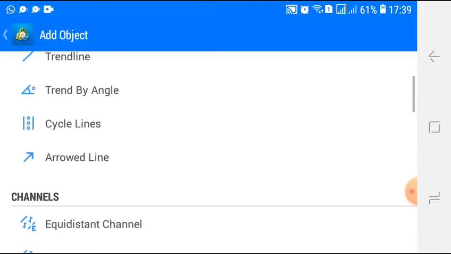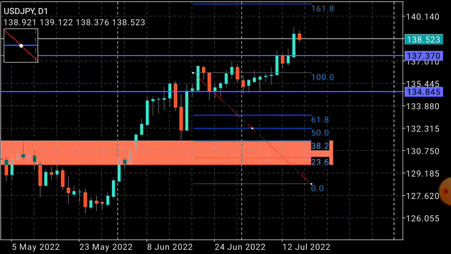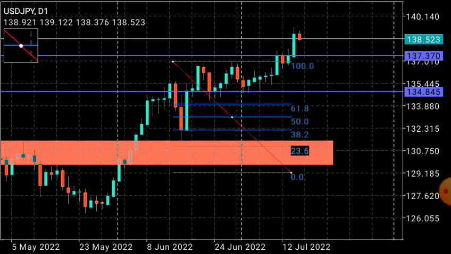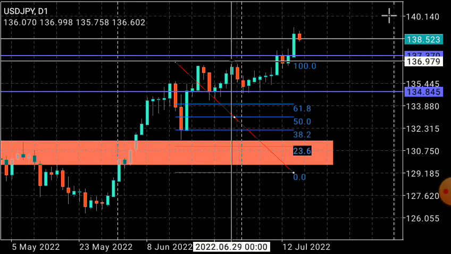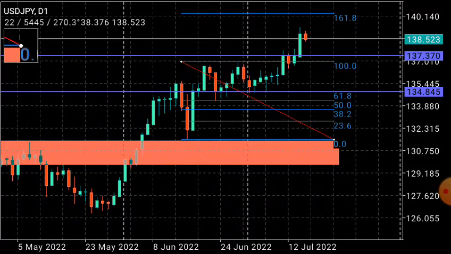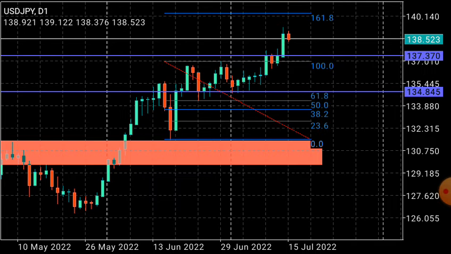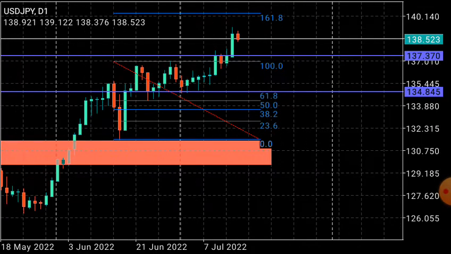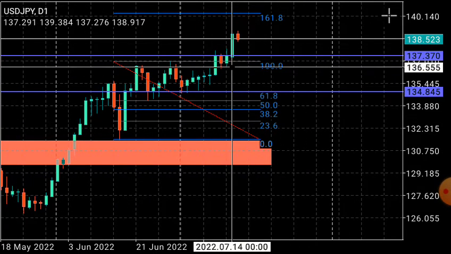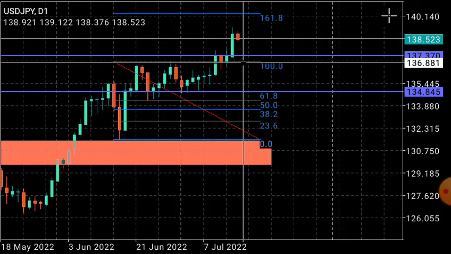So let me put on the Fibonacci retracement. I'll take that high there, and I'll use that high as my potential 100% zone that was broken out. Okay, so right here on the daily chart, the US dollar, USD JPY, impulsed to the upside, and chances are it will come back to test the 100% before it goes up.